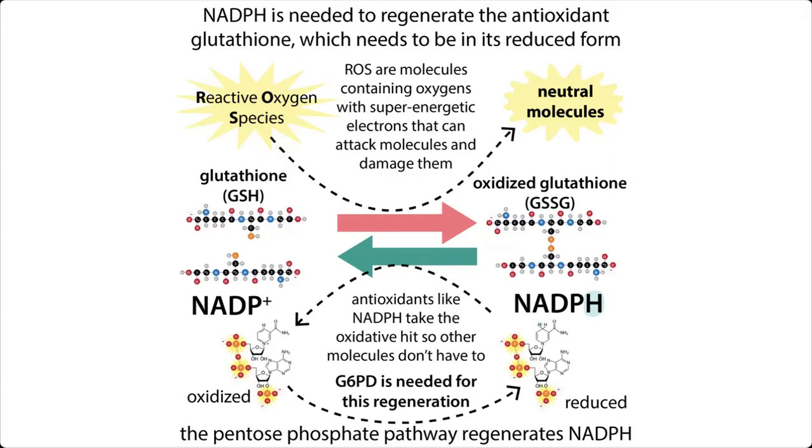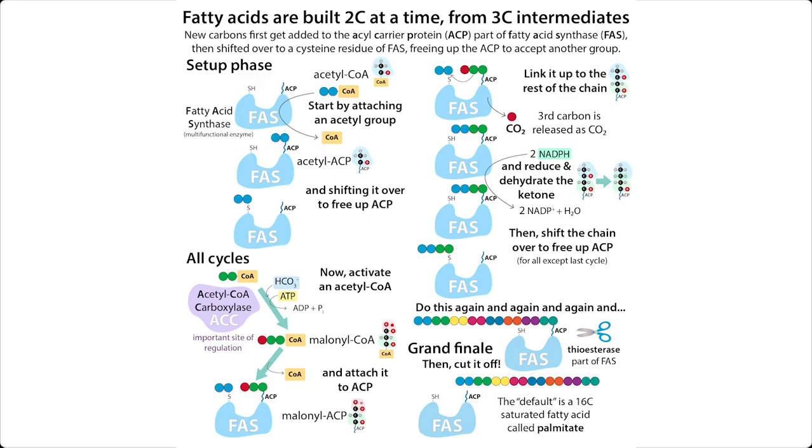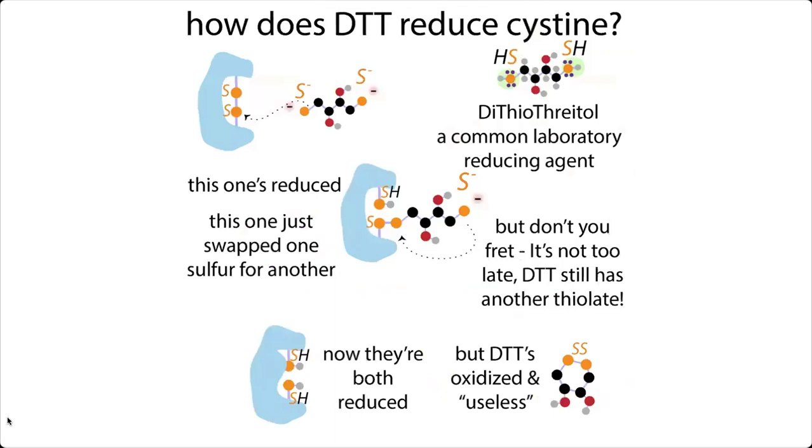NADPH is also really useful for anabolism. So if we said that catabolism was the breakdown of molecules and it was often oxidative, well, anabolism is the reverse. It's the making of molecules, and it's often going to be reductive. And so we see NADPH be used in the synthesis of lipids. So our bodies use NADPH and glutathione to help reduce things.